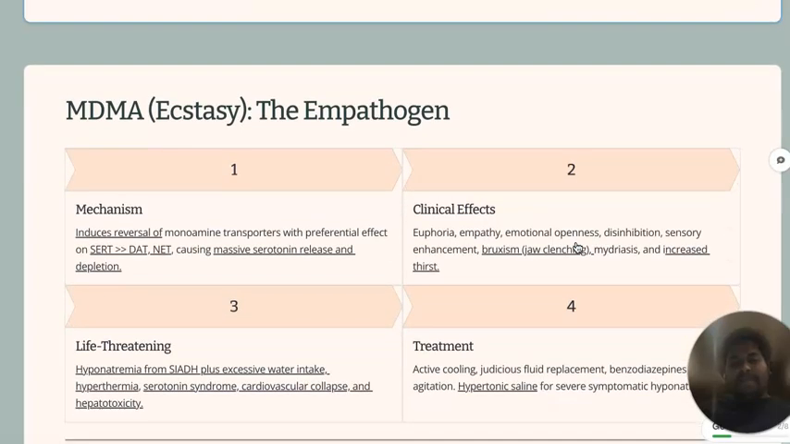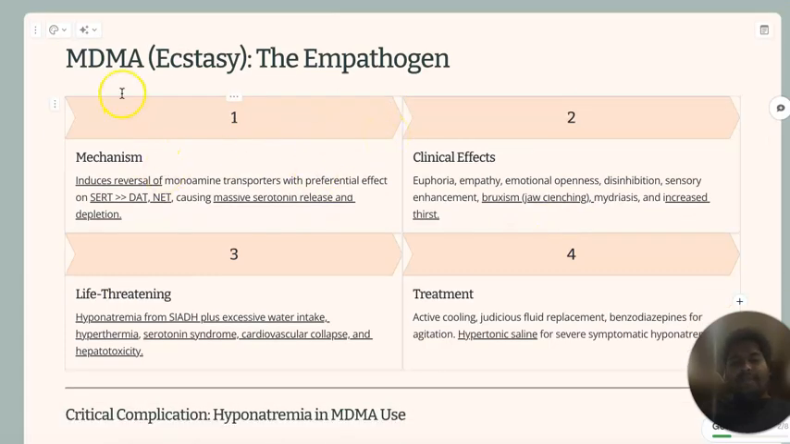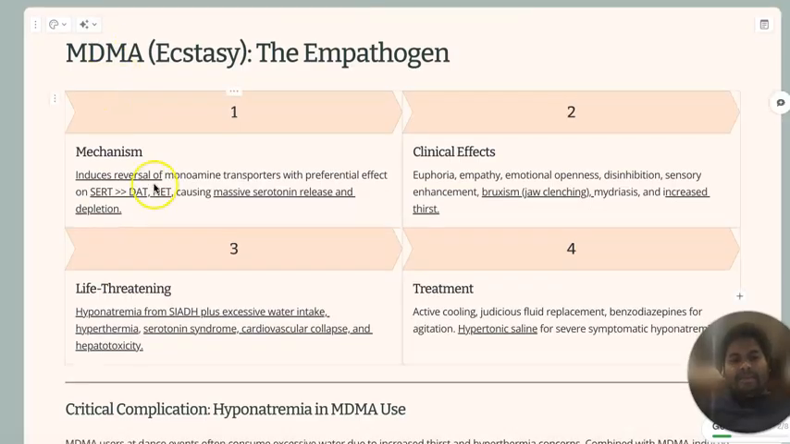Now next we'd like to go with is MDMA, that's ecstasy, the empathogen. Okay, before talking about the mechanism of action of MDMA, the word empathogen means when the person takes MDMA or ecstasy, he feels emotional connection, he becomes much more emotional, feels empathy, feels warmth and connection with the people. Because of that, we call it empathogen.